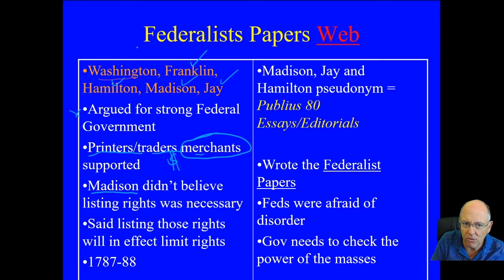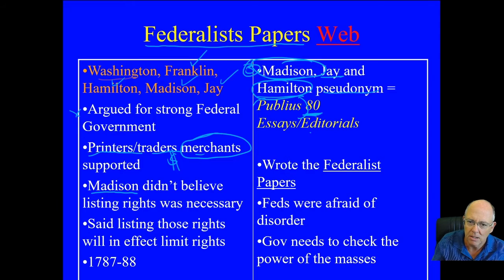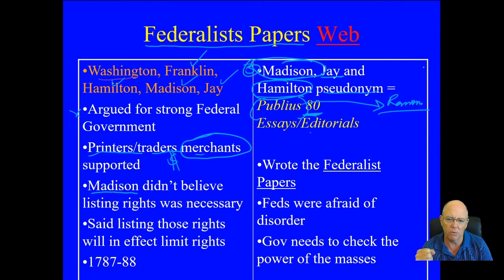Now, the Federalist Papers are a series of essays. They were written by three people, Madison, Jay, and Hamilton, though mostly Hamilton and Madison wrote them. There are basically 80 essays, editorials. They used a pseudonym, which means a pen name. It's called Publius. Publius was from the Roman Republic era, and he wanted to save the Republic, right?